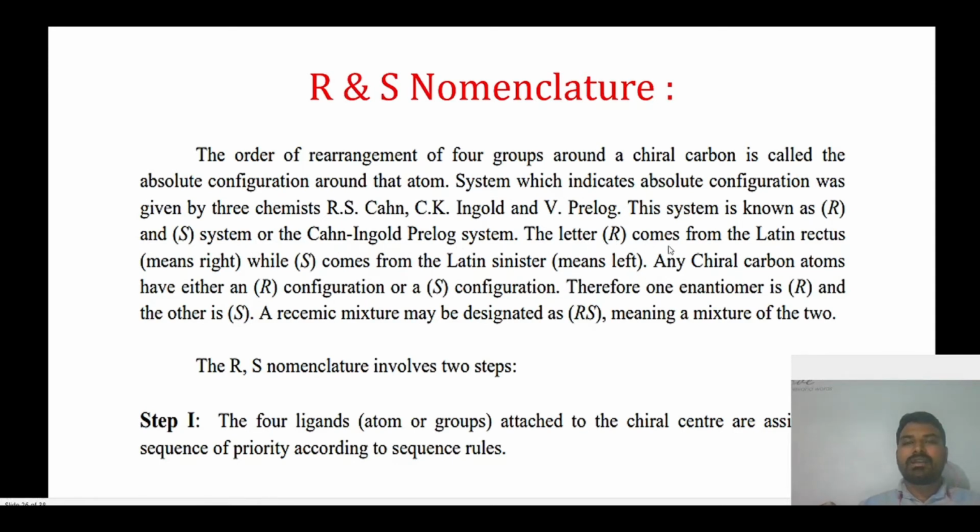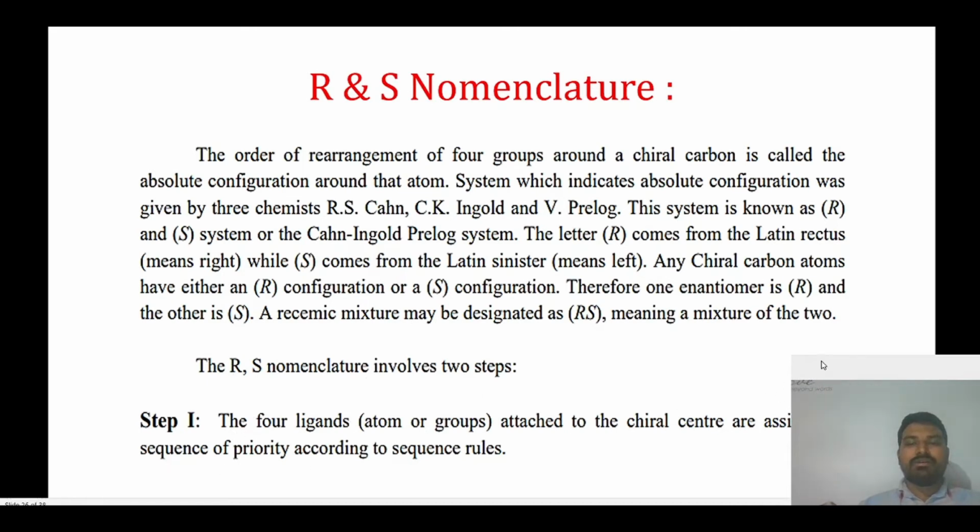The letter R comes from the Latin rectus, meaning right, while S comes from the Latin sinister, meaning left. Any chiral carbon atom has either an R configuration or an S configuration. Therefore, one enantiomer is R and the other is S. A racemic mixture may be designated as R and S, meaning a mixture of the two. The RS nomenclature involves 2 steps.